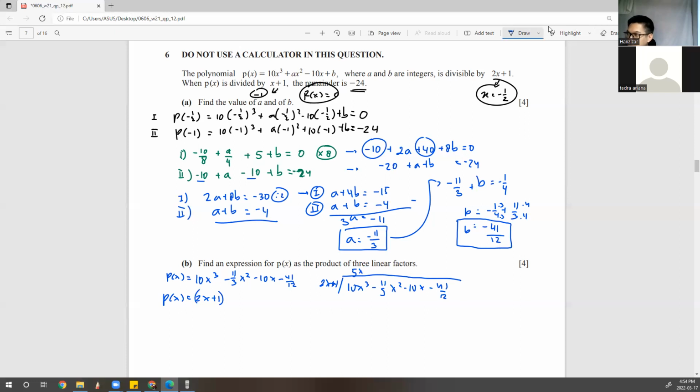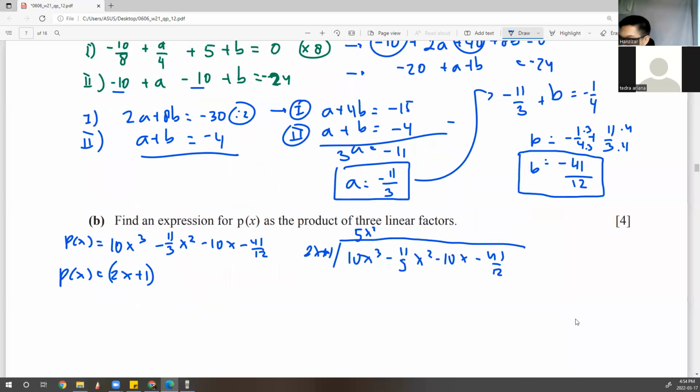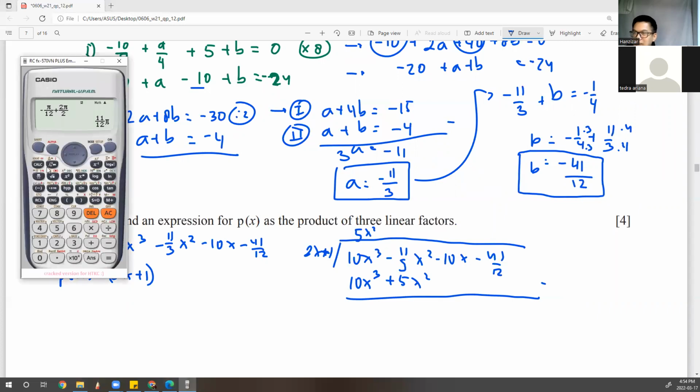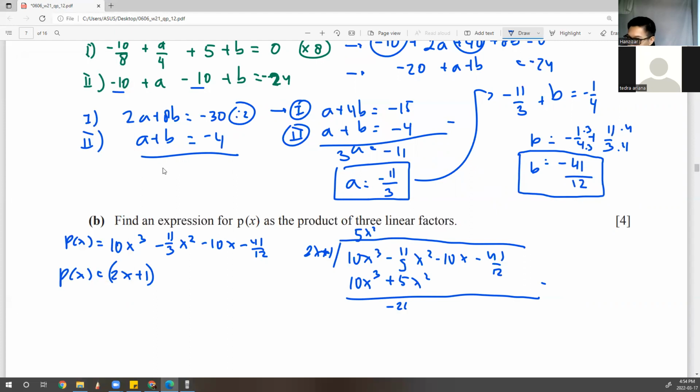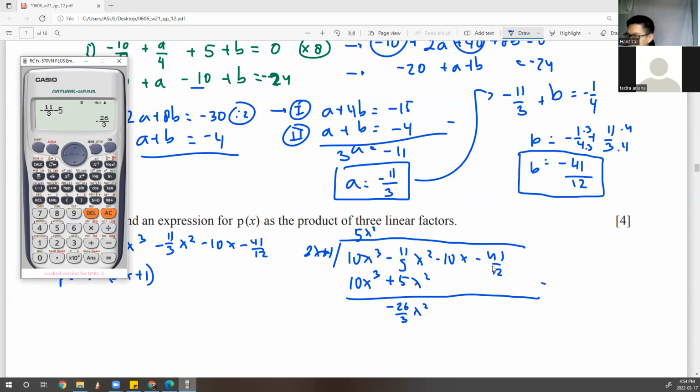Whoa, why is it like this? So 10x cubed plus 5x squared, do the regular subtraction: negative 11 over 3 minus 5x squared, negative 11 over 3 minus 5 is negative 26 over 3x squared, right? Yep, and then continue.